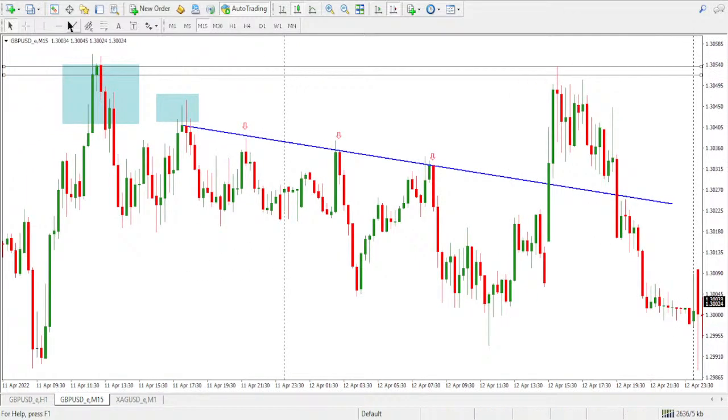On the lower side, we also have another level here. So we have the first touch here as a support there. We have another one as support there. We have another one as a support there. Then we had a support here, and then we had a support there.